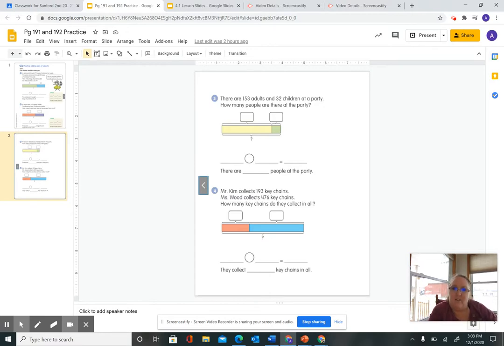Number 4 says Mr. Kim collects 193 keychains. Mrs. Wood collects 476 keychains. So 193 would be our red one, and 476 would be our blue one. And that says how many keychains do they collect? That famous word right there, in all.